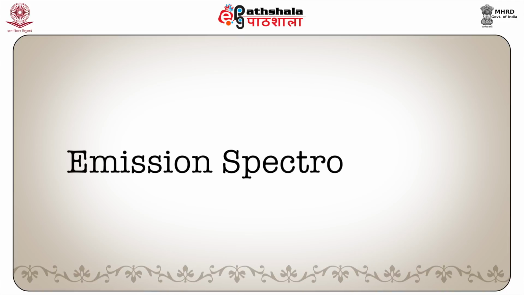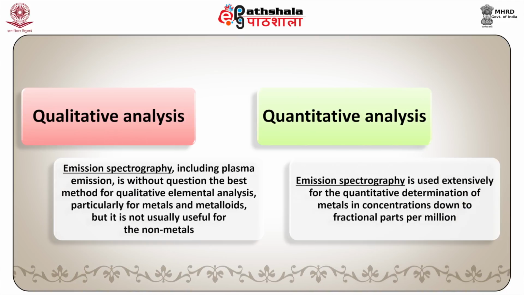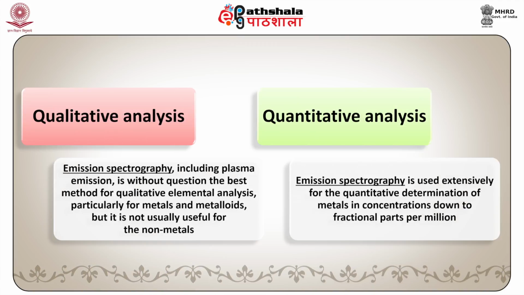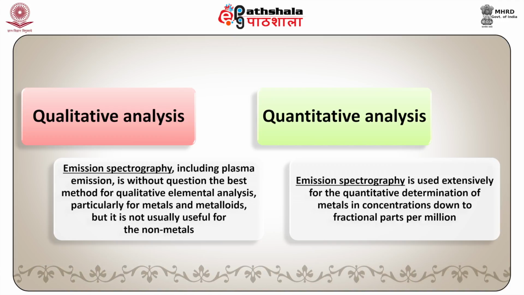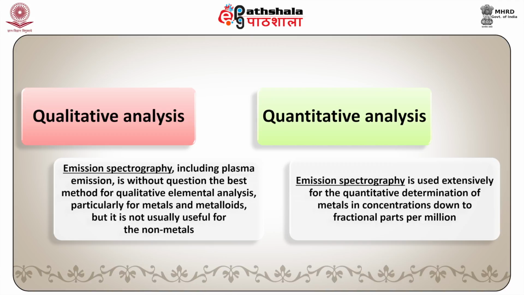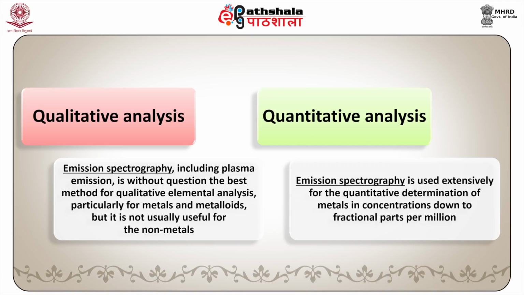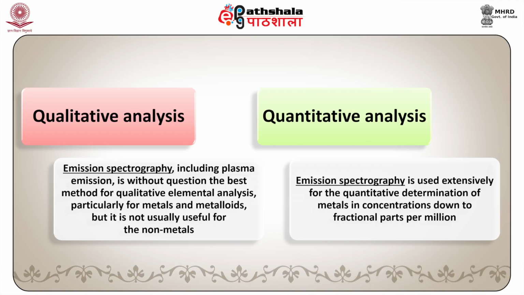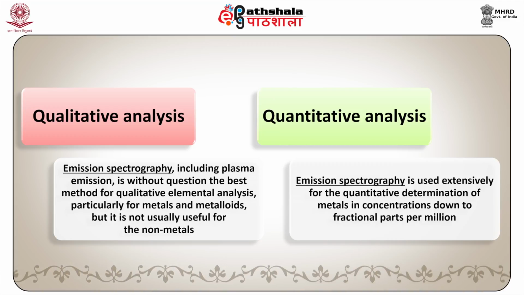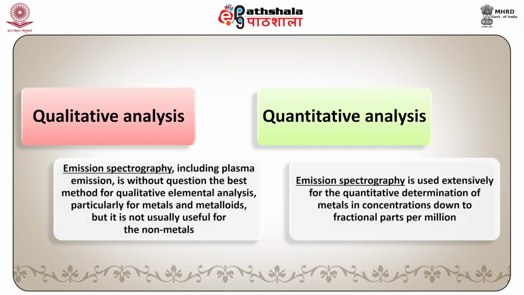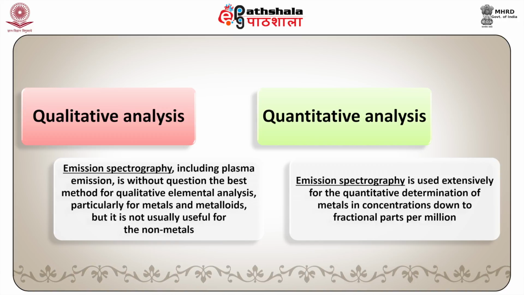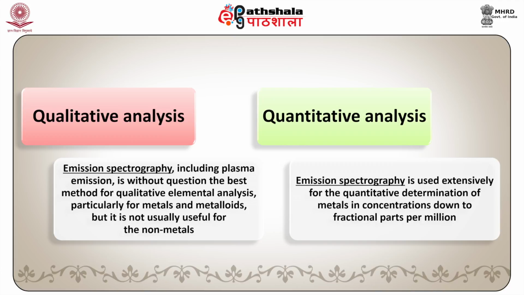First is emission spectrography. Qualitative analysis. Emission spectrography, including plasma emission, is without question the best method for qualitative elemental analysis, particularly for metals and metalloids, but it is not usually useful for the non-metals. Its sensitivity range is great, varying from fractional parts per million to percents.